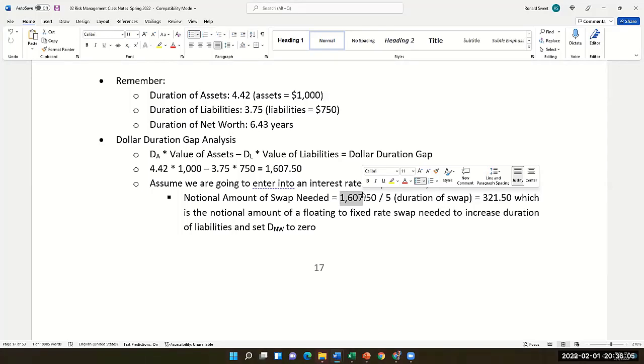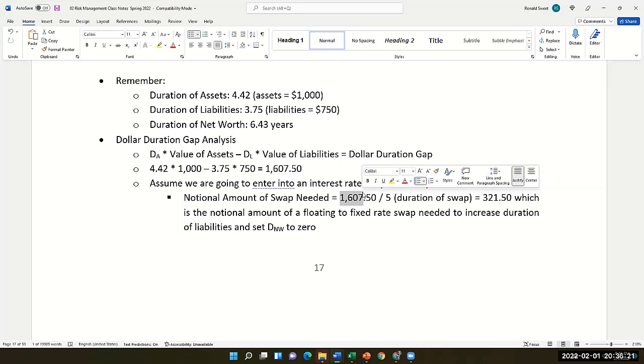I'm not going to prove that here. We don't have time. If you actually plug in the numbers, you'll see that it works. I'll show you all that next class, because I don't want to get into that here, since sometimes it takes me longer than I think it's going to take. So that's dollar duration gap analysis.